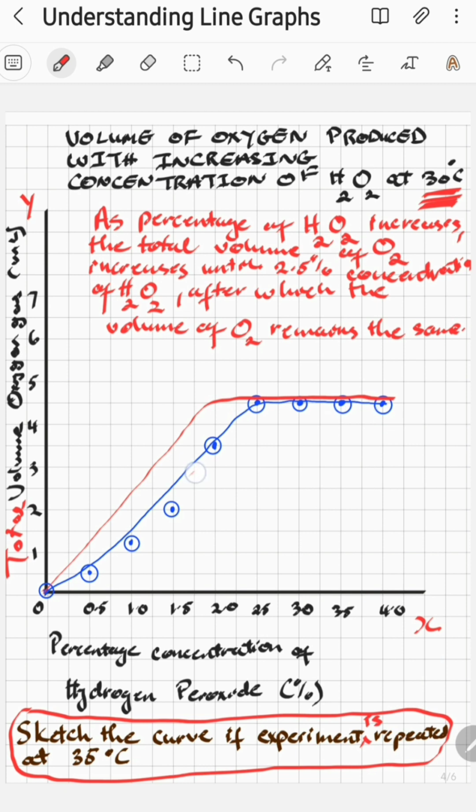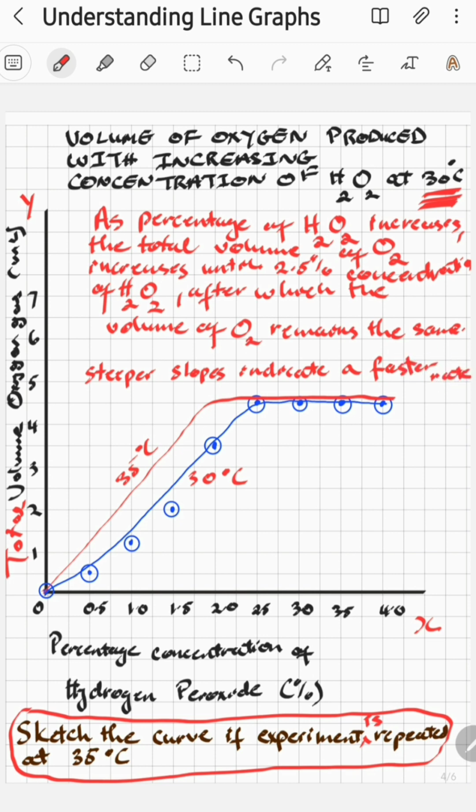Okay, so the first one, this is our 30 degrees. This is the first one that we were looking at. And then the second one at 35. This is 35. So why is this drawn here? Why is it drawn above the original? So for temperature, we are going to expect a faster rate. So steeper slopes indicate a faster rate.